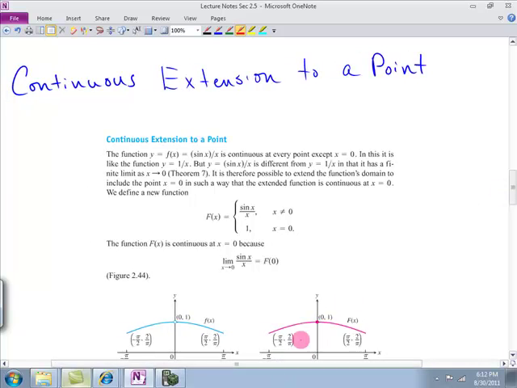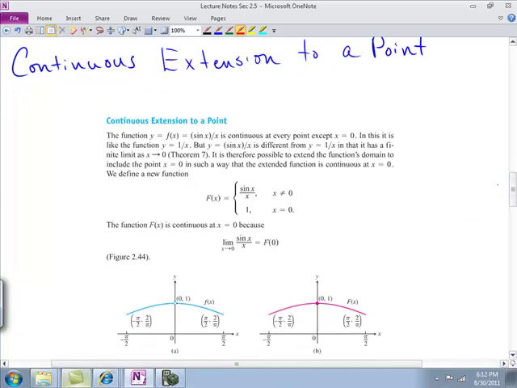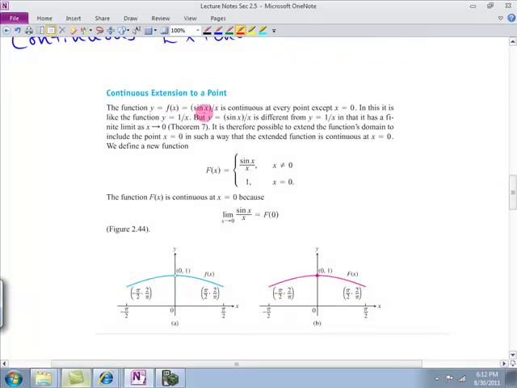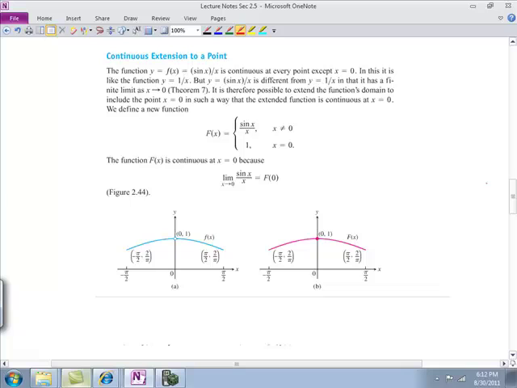All right. Now, continuous extension to a point. That's more about removing a discontinuity. So let's think about this. If you had f of x equals sine x over x, that's this part right here. Is that continuous as it is? Can x equal 0? No. And so that would be this picture right here, because at x equals 0, you've got a hole because x is not defined. If you were dividing by it, that's undefined, right?